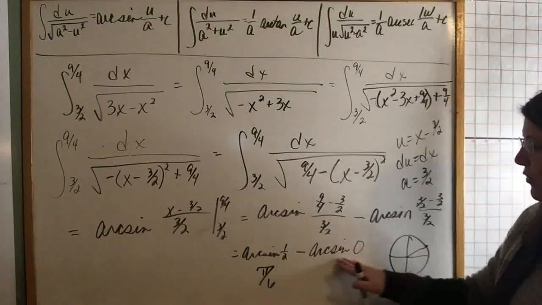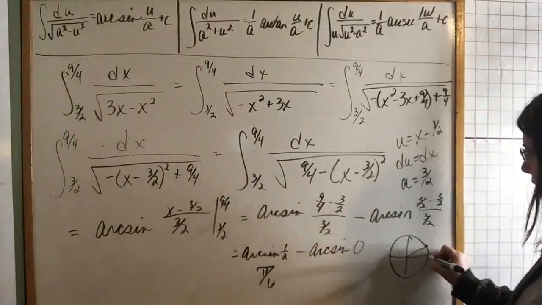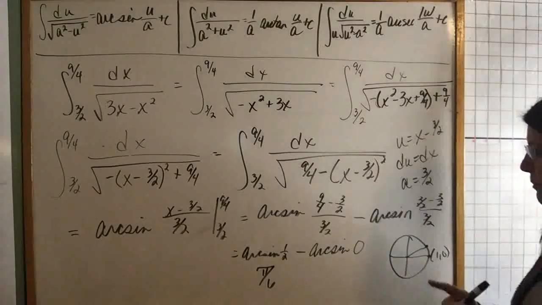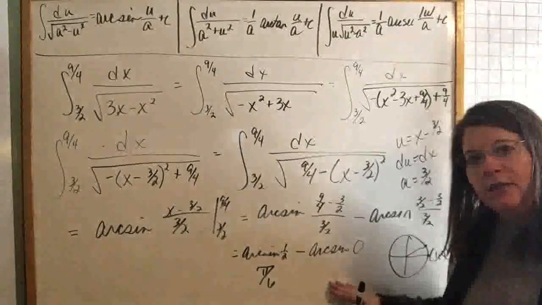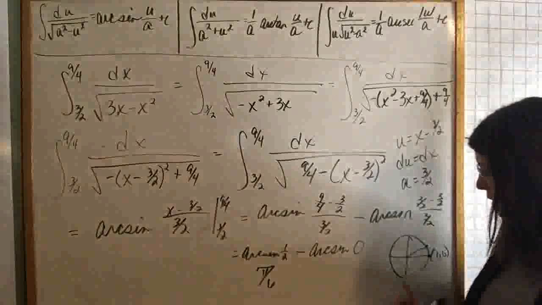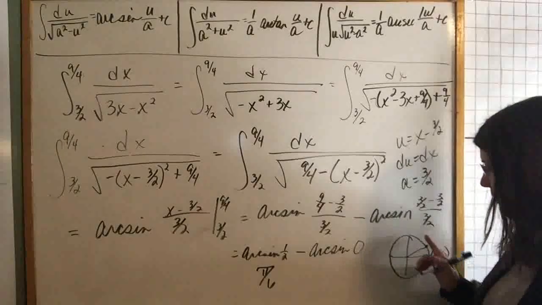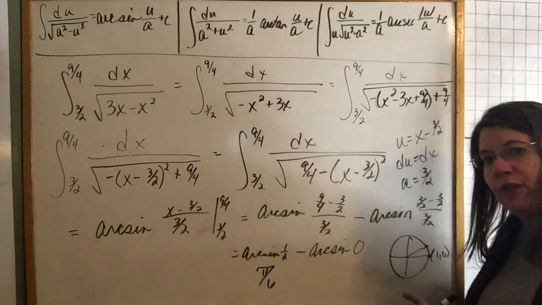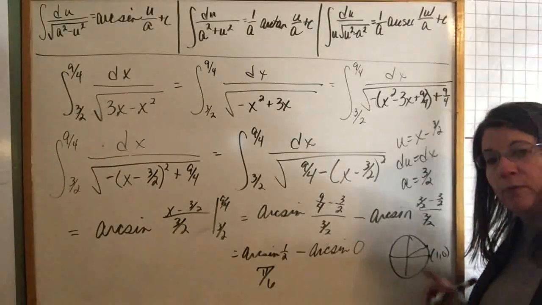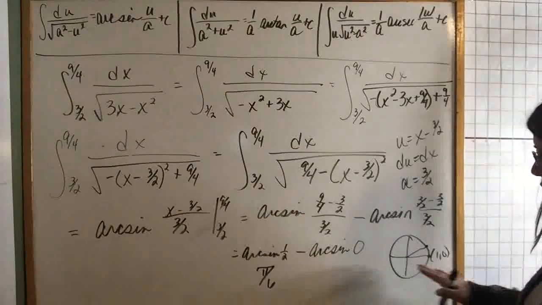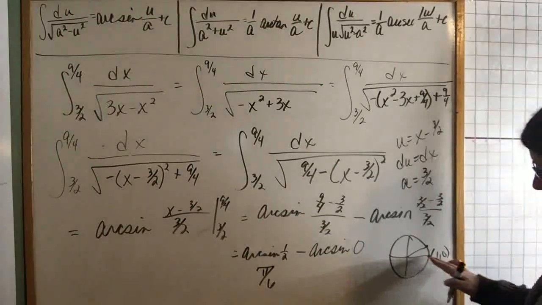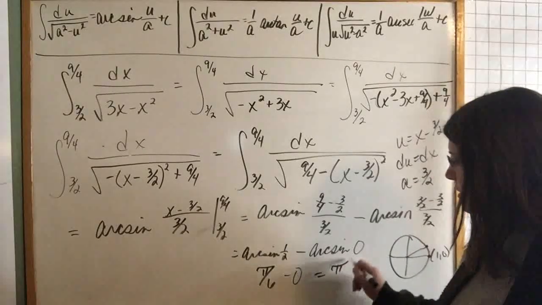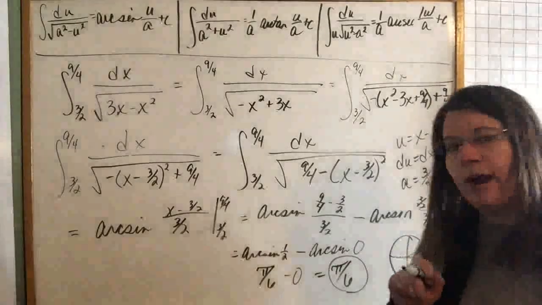Where is sine equal to 0? Well, if you look right here, our sine value is 0. Now remember, you should have learned in pre-cal that when you're dealing with arc sine, you're dealing with going from negative pi over 2 to pi over 2. That's your region where you can find arc sine, because that part is a function going from negative pi over 2 to pi over 2. So arc sine of 0 happens at 0. So we got pi over 6 minus 0, which is just pi over 6 for our final answer.